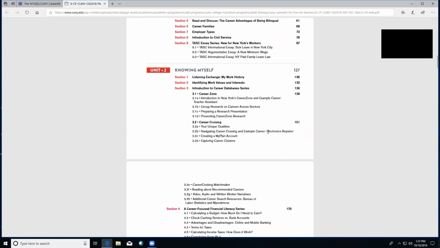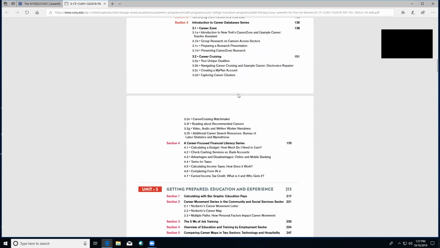The next unit is called Knowing Myself. In this unit, students are developing self-awareness around their career interests. And once they figure that out, they go to career databases and they read descriptions of individual careers. A lot of these databases also have a self-assessment tool where students are asked a series of questions about themselves, and then based on their answers, certain careers are recommended.